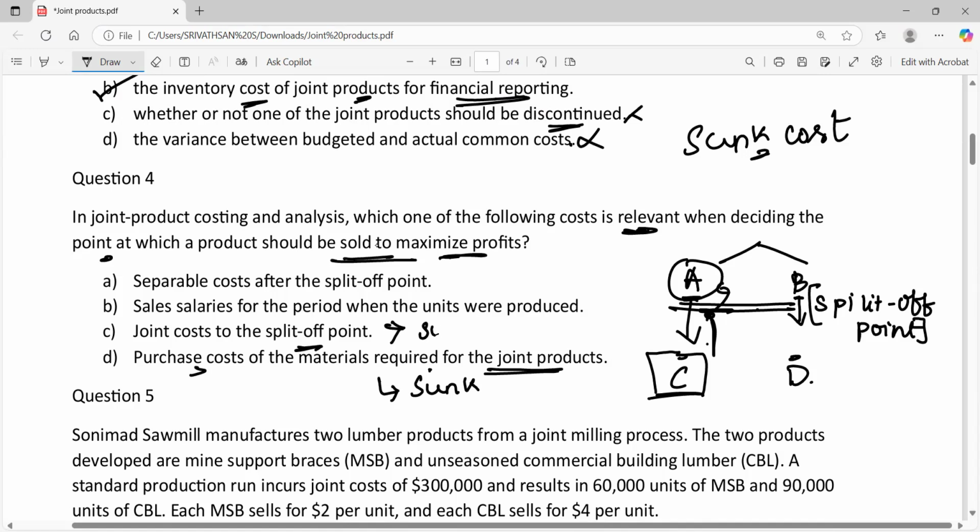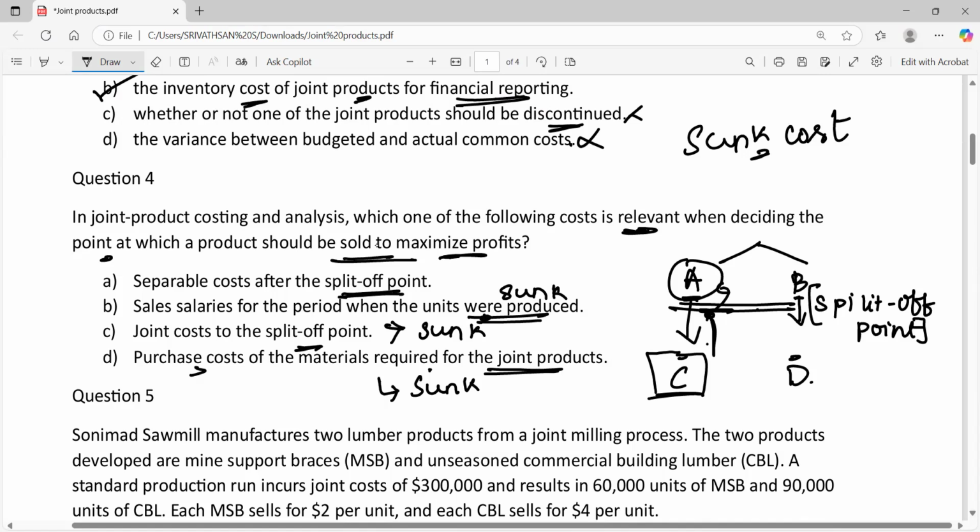So this is also a sunk cost. It cannot be influenced, irrelevant. Sales salary for the period when units were produced. So again, here by looking at the terms itself, we can see units were produced. Sunk costs, past cost or historical cost, irrelevant. Separable cost after the split off point.